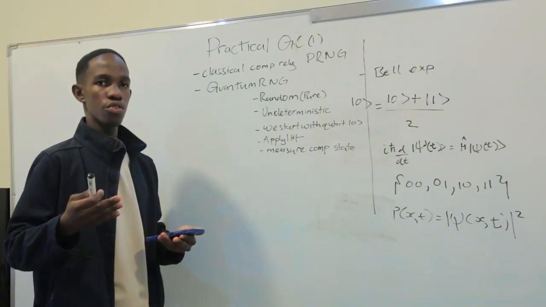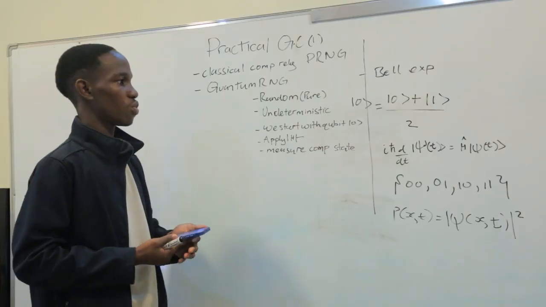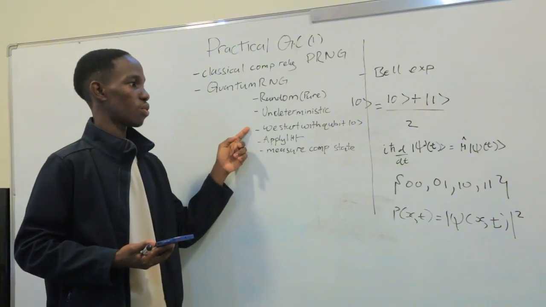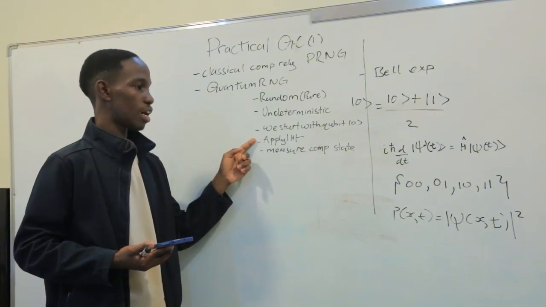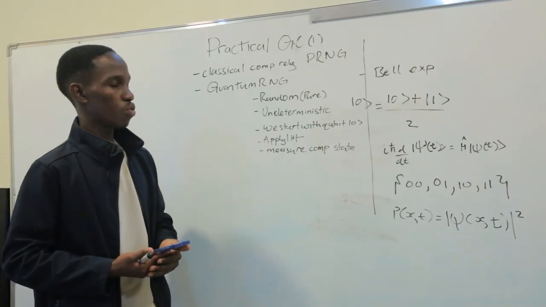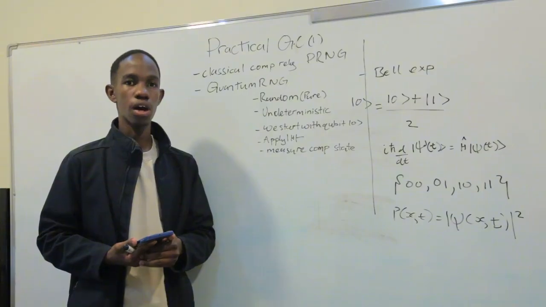So there are three steps we do to make a purely random number. First of all, we start with the state of the qubit, say at state 0, ket state 0, we apply the Hadamard gate, and then we measure in computational state. So I'm going to explain these three steps and how they occur.